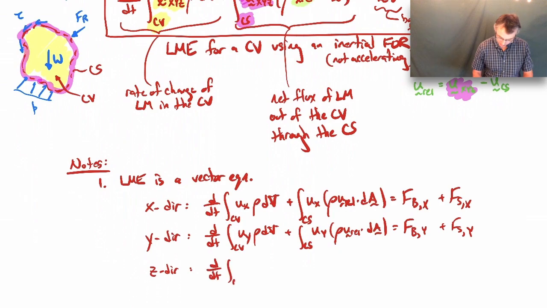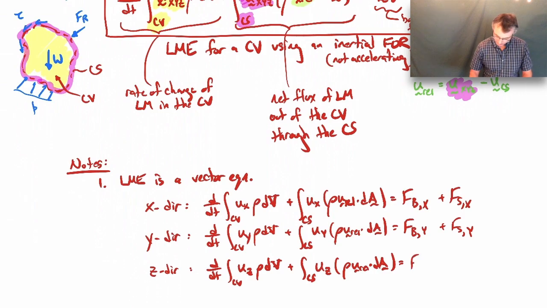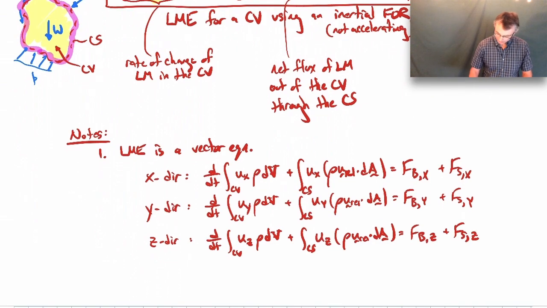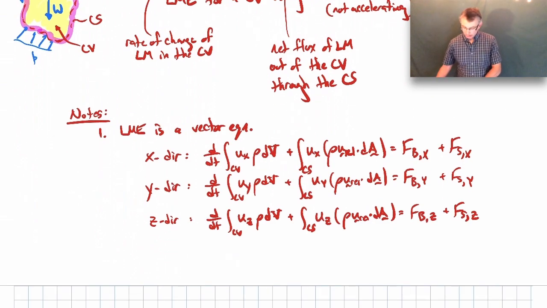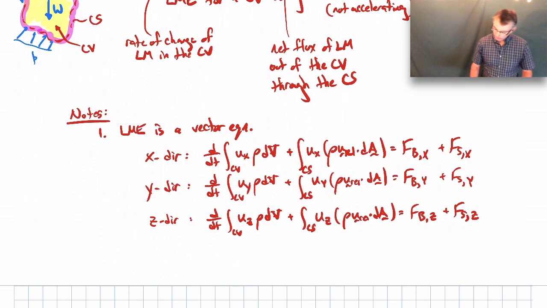And of course, if you're dealing with another type of coordinate system, let's say a cylindrical or spherical coordinate system, you could do the same idea. You just have three components to this equation in each of the three unit directions. Okay, so that's note number one. Let's see, note number two.